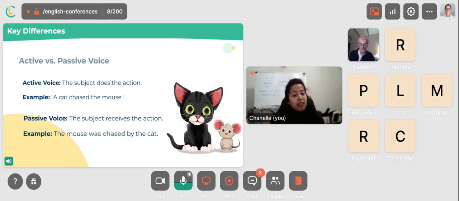So let's look at some of the key differences between active and passive voice. Active voice, the subject does the action. Example, a cat chased the mouse. In passive voice, the subject receives the action. The mouse was chased by the cat.